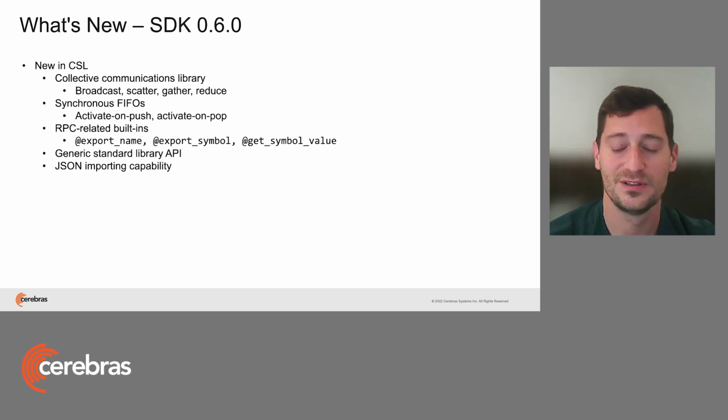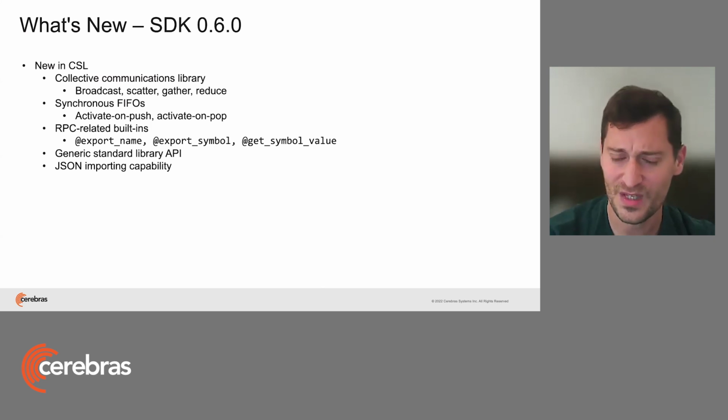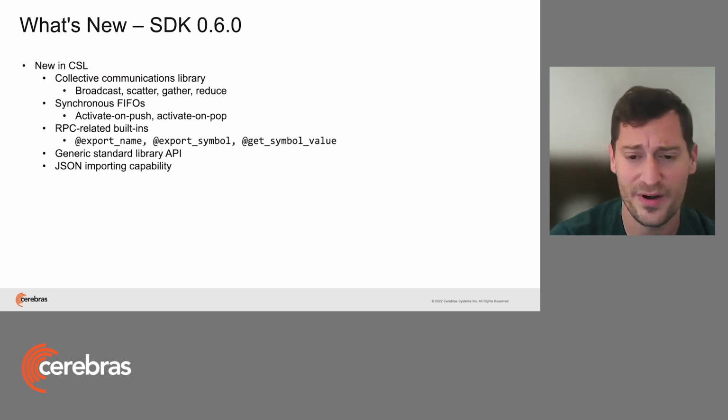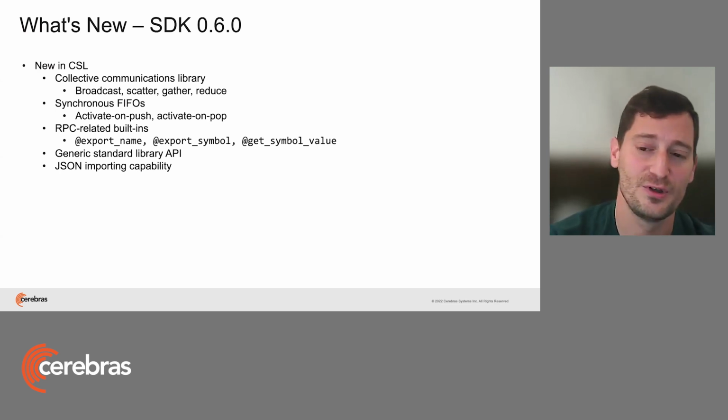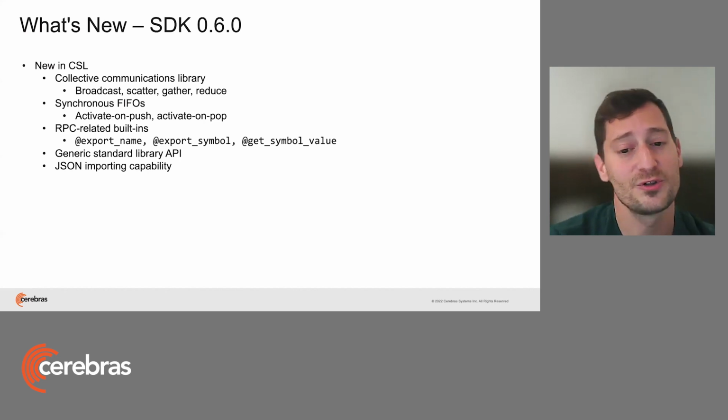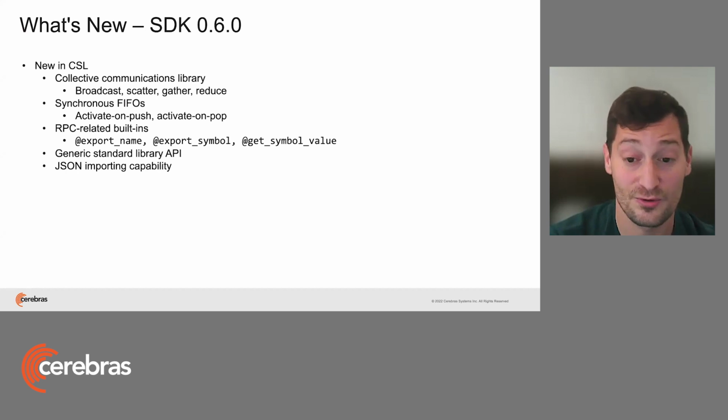Just so you know, we are on the verge of our new release for the SDK. That's the 0.6.0 release with some new features in CSL, including a new collective communications library that consists of broadcast, scatter, gather, and reduce primitive operations. We also have synchronous FIFO capabilities now.